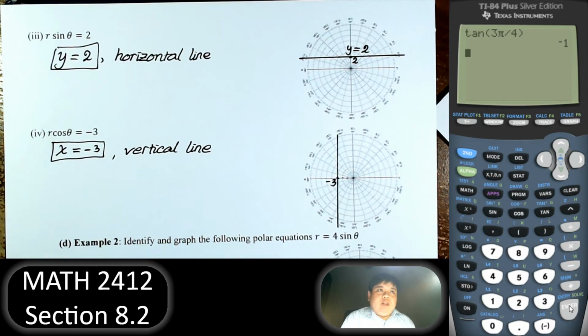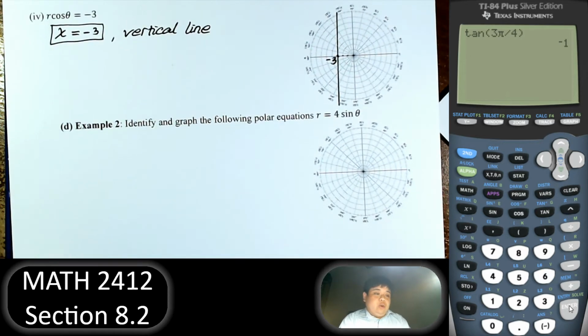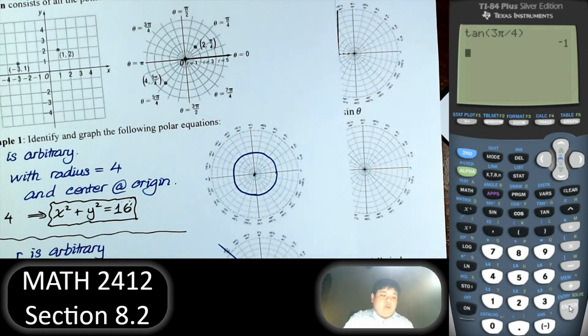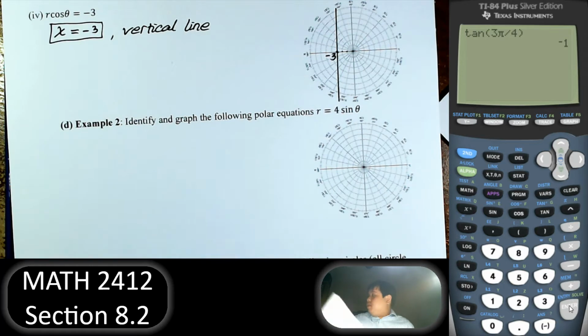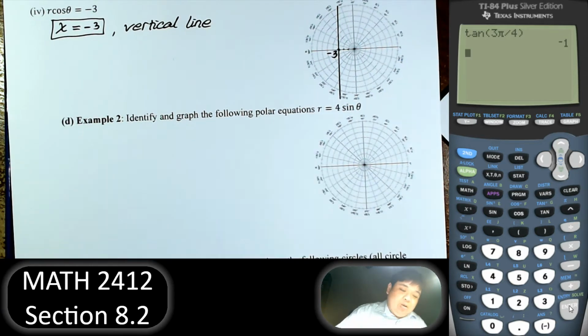Right, so simple enough. X equal to r cosine theta, y equal to r sine theta. R is equal to the square root of x squared plus y squared, and tangent of theta is y over x. So pretty much I utilize all of those formulas. Right, now this one is a little more interesting. Identify the graph of the following polar equation, r equal to 4 sine theta.